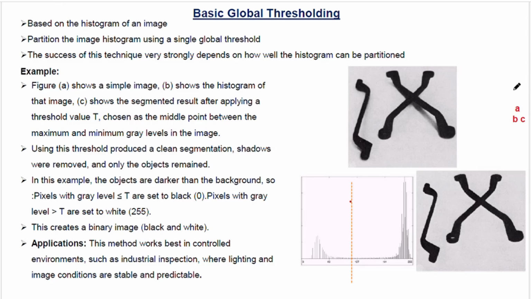Now, if you see this example, figure A shows a simple image. Figure B is the histogram of this image. Figure C shows the segmented result after applying a threshold value. If you see figure A, the original image, it has many shadows, some blurring. This is the threshold. This is the histogram. Fine. If you observe the histogram, the background is white and the foreground is black. The large area is the background.